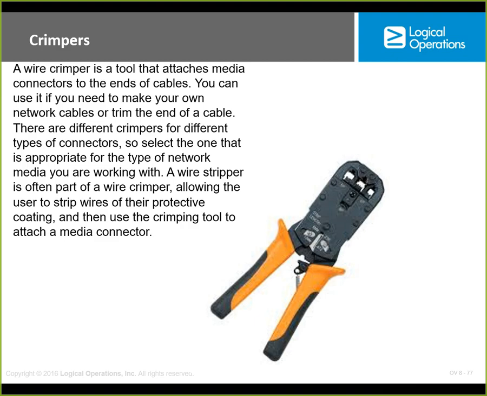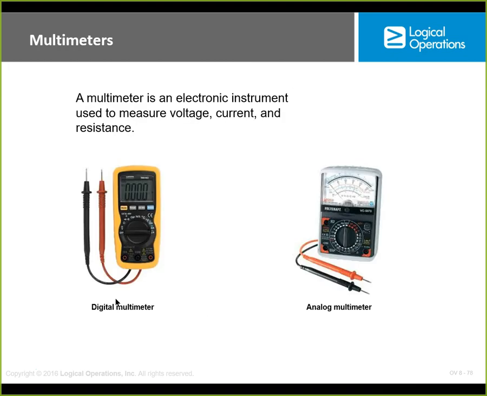Different types of crimpers for different types of connectors. They're not outrageously expensive. You can get them at a lot of hardware stores. I think that Home Depot and Lowe's both have them if you want to make your own wire. A wire stripper is often part of the crimper, and again, you only strip the outer casing on the RJ45, the twisted pair.